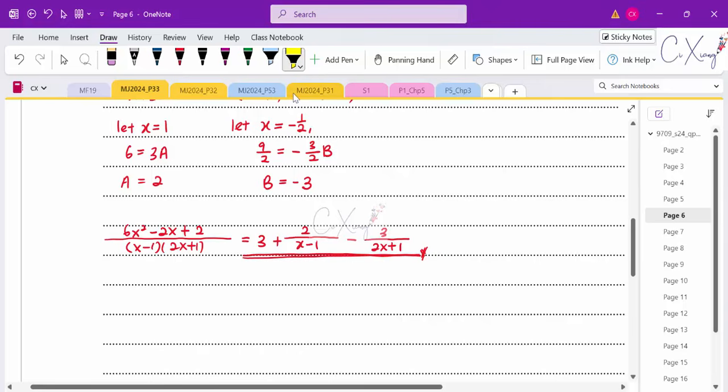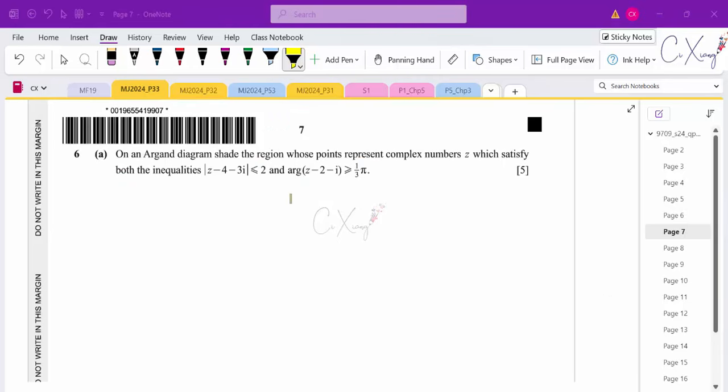Okay, so a complete form of the partial fraction for this particular fraction is this whole thing. Alright, yeah, so this is how we solve question number 5. Okay, so question number 6.